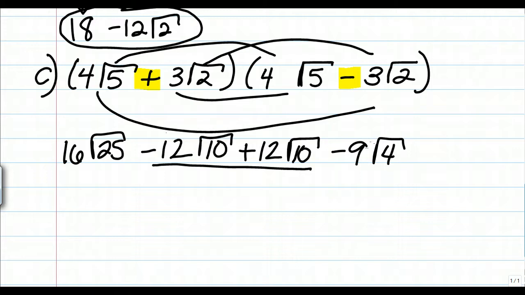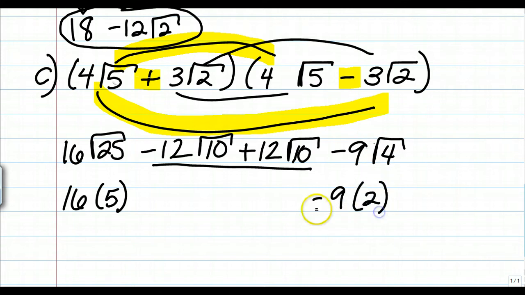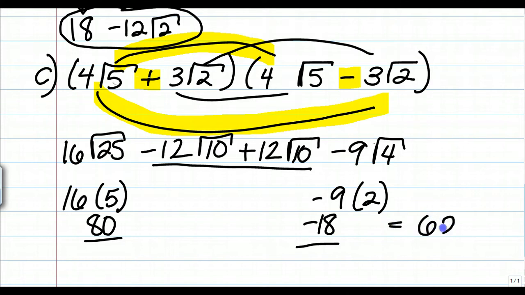So if you want, you can always just multiply the first and the last together, and you're done if they're exactly the same but different signs. Or you can just FOIL the whole thing, but I'm just trying to teach you a shortcut. Square root of 25 is 5, and negative 9 times 2 here. So we have negative 9 times 2 is negative 18. 16 times 5 is 80. And 80 minus 18 is 62.